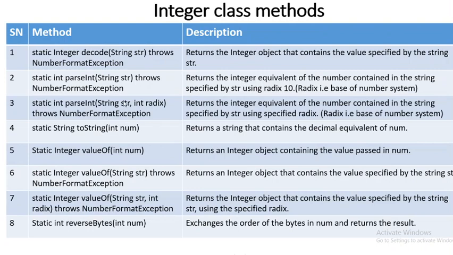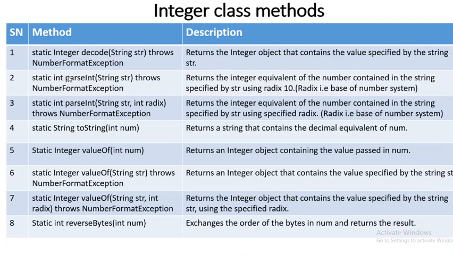Integer class methods, again all these are static methods. So to call this method, you need to use the name of the wrapper class Integer, after that the dot operator, and then the method name. The first method's return type is Integer object, the name of the method is decode, and the argument you can pass is a string. Whatever string you pass here will be converted into an Integer object, and if this conversion fails, it will generate a NumberFormatException.